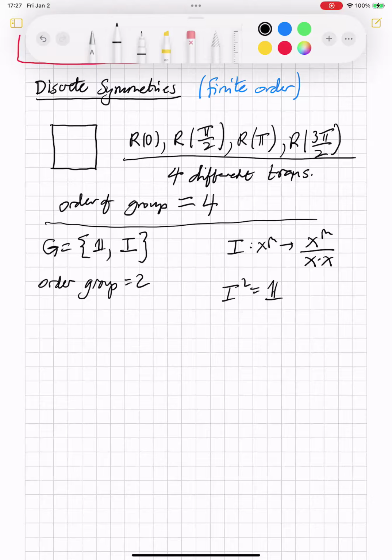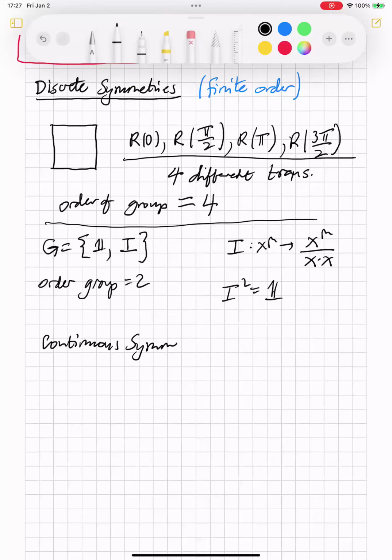You could also have time inversion, where you change t into minus t. That's also a discrete transformation. So there are many discrete symmetries that are relevant for physics. What we are more interested in, though, are continuous symmetries.